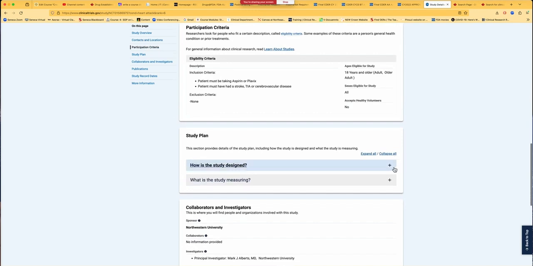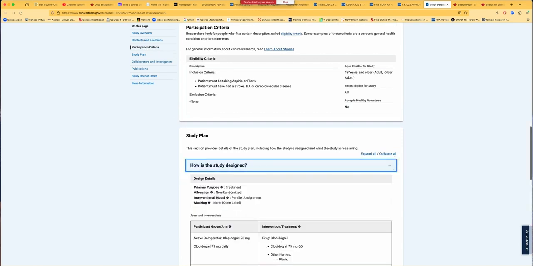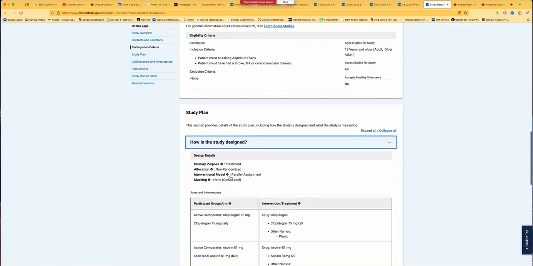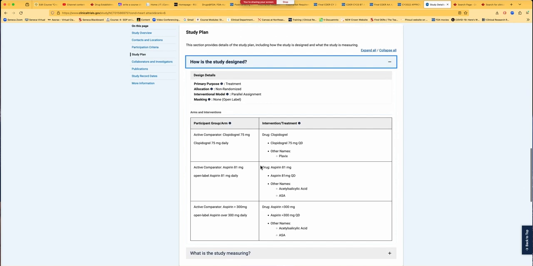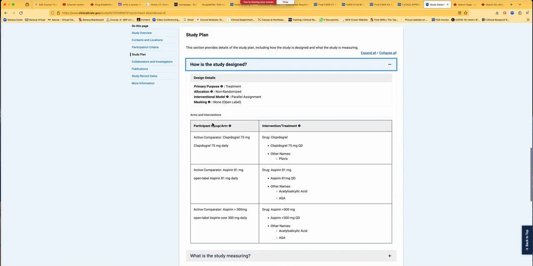Then we can look into the study plan, where we will be able to see again what the allocation is, what the interventional model is, and if it's masked or not. It means if patients know what they are taking or not. And then in the tabulated summary, we can see the study arms, or the groups of patients who are being exposed to different drugs or different doses.